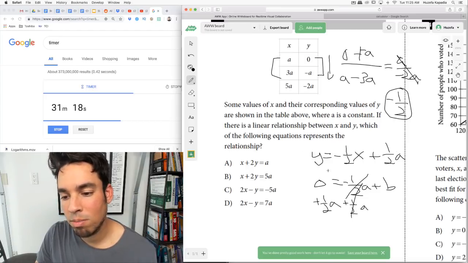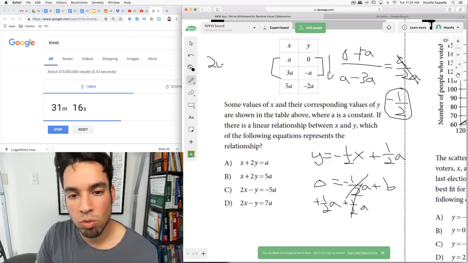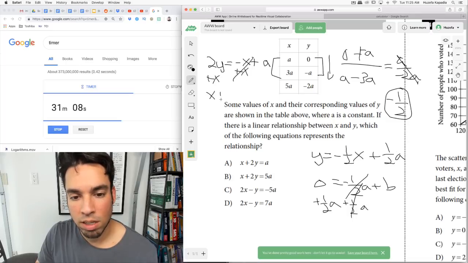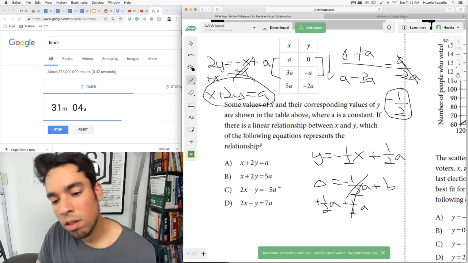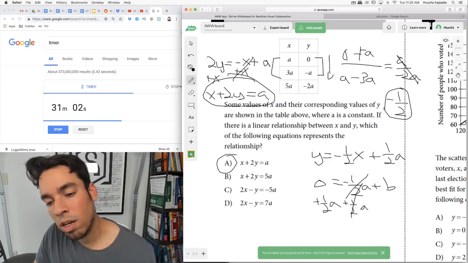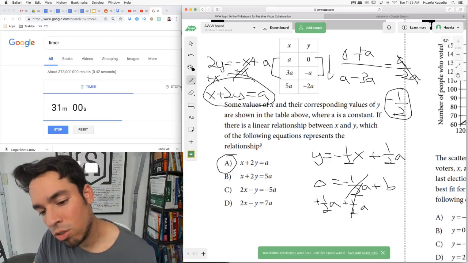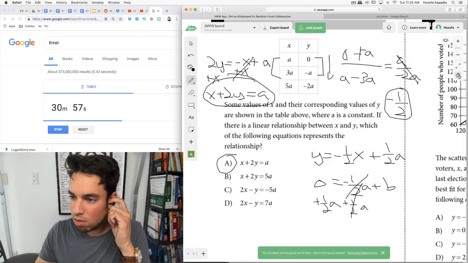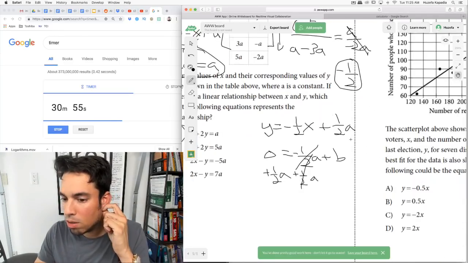First, let's multiply everything by 2. So it's 2y equals negative x plus 2 times that, which is a. And then let's add x to both sides. And we get x plus 2y equals a. I'm trying to think if there's a shortcut, but I don't think so. I think you really have to get it to that point.